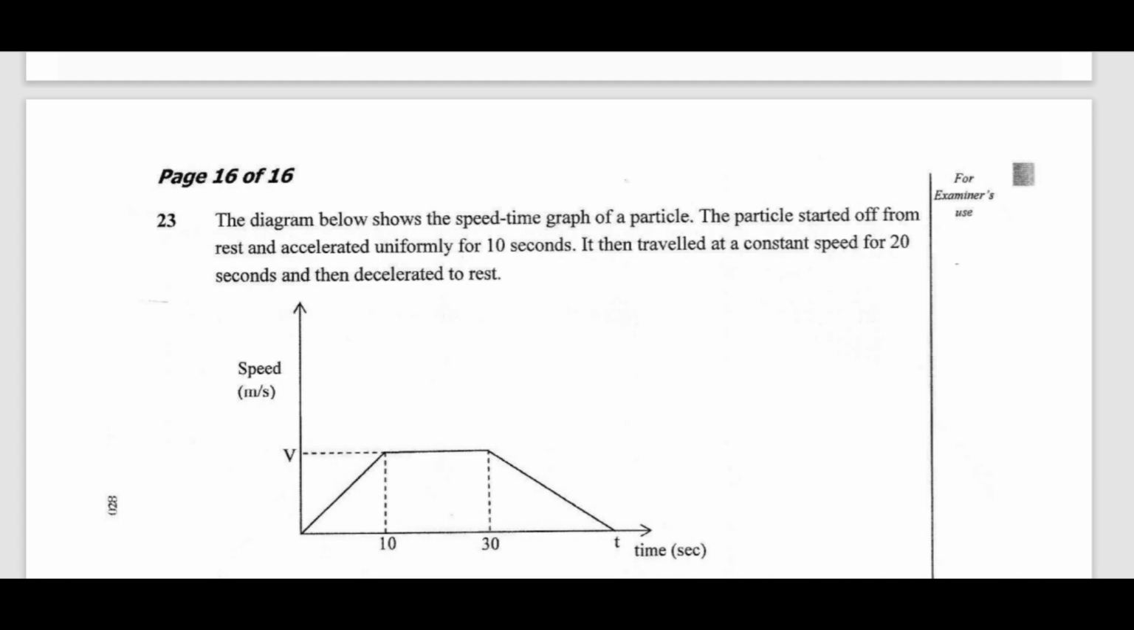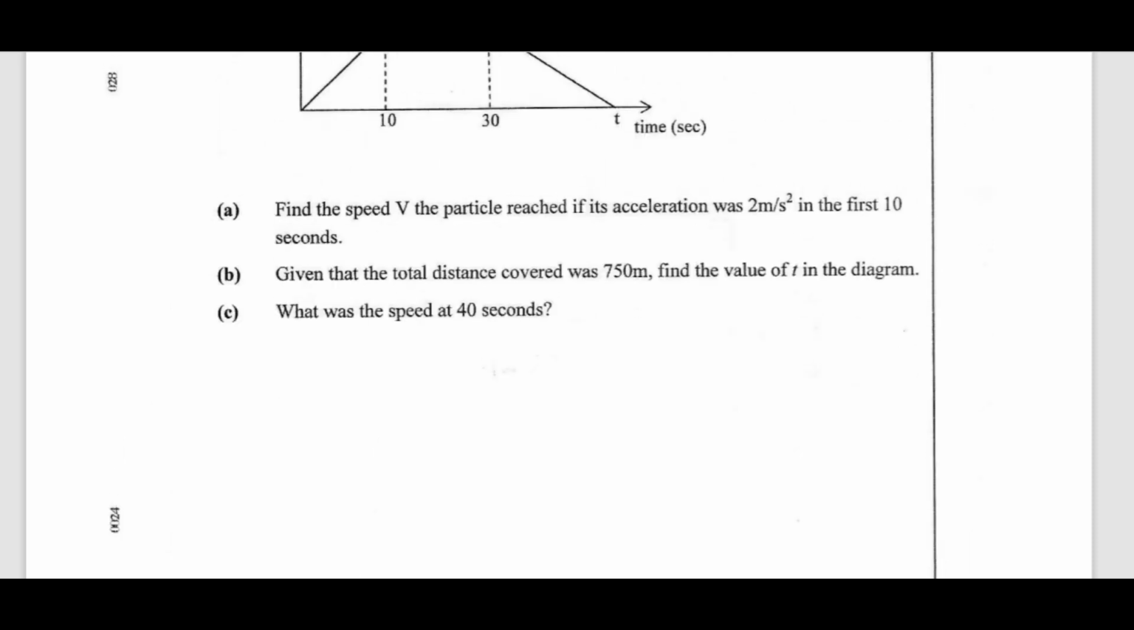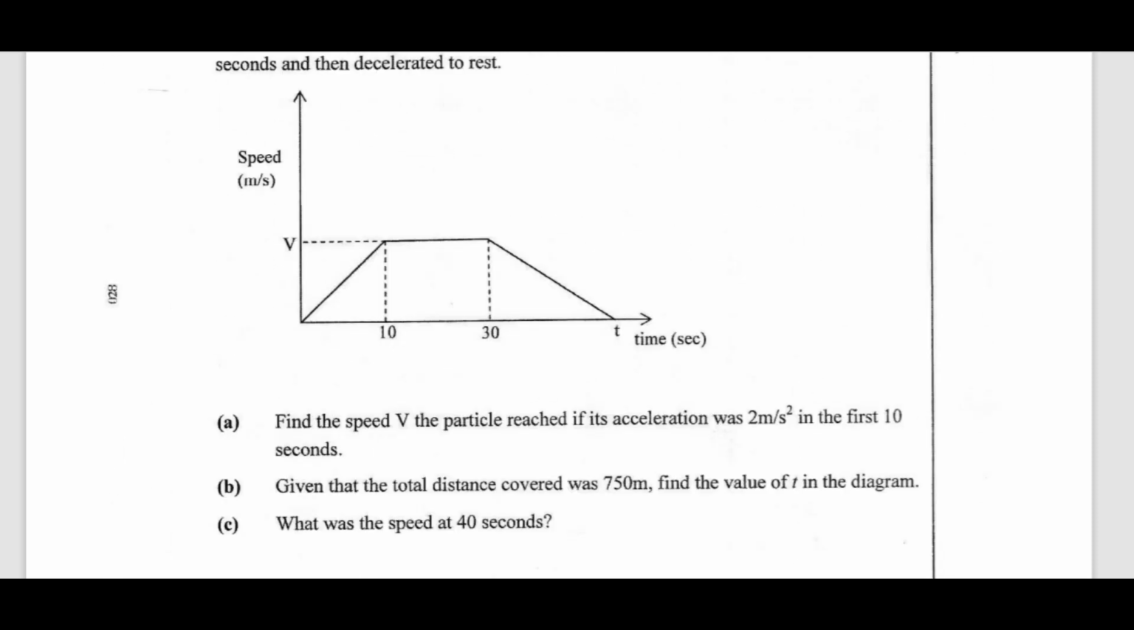So we have question 23. This is the last question. The diagram below shows the speed-time graph of a particle. The particle starts off from rest and accelerates uniformly for 10 seconds. It then travels at a constant speed for 20 seconds and then decelerates to rest. So we have a graph here.